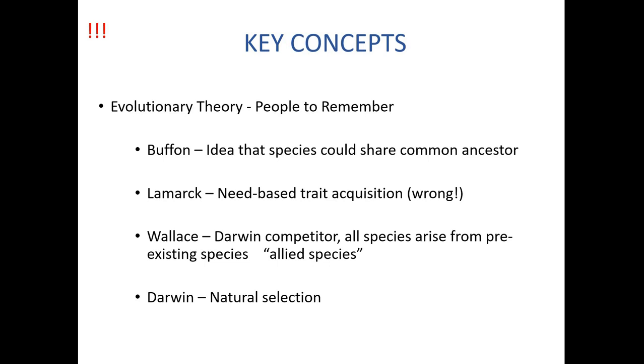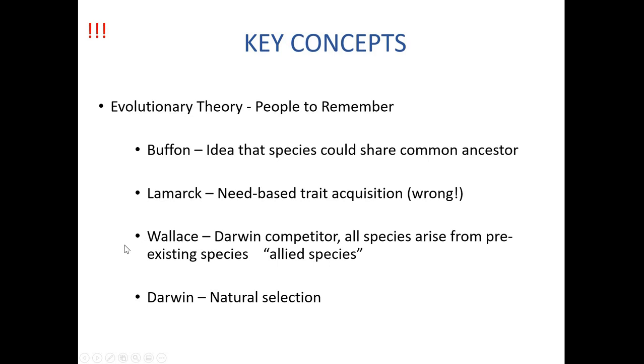So this is the idea of spontaneous generation and acquisition of traits based on need, but we know that mutation is random, right? And so mutations have to pre-exist a selective pressure. So Lamarck's ideas have basically been discredited, but they were still important in this evolutionary timeline.